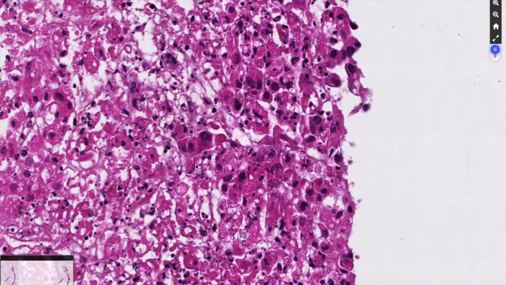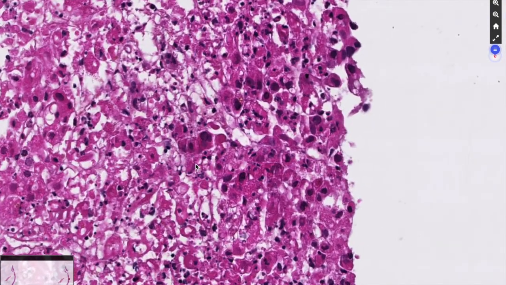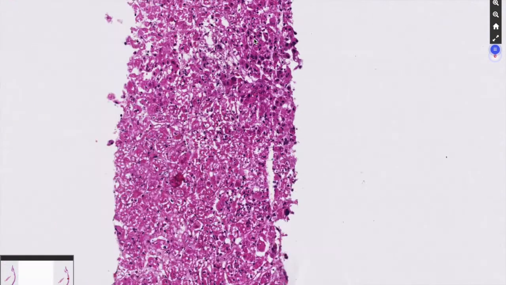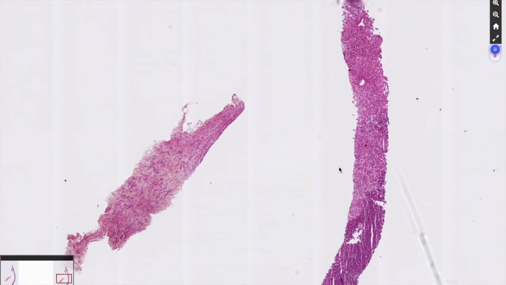Here again, some hepatocytes with abnormal nuclei. Here. So it was really a typical case, and the immunohistochemistry was positive for herpes simplex virus.